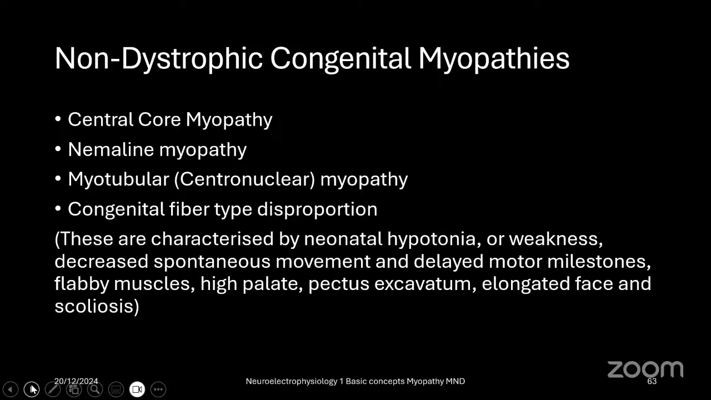So non-dystrophic congenital myopathy, you should also know a bit about each muscle disease. That is central core myopathy, nemaline myopathy, myotubular myopathy, congenital fiber type disproportion. These are characterized by neonatal hypotonia, weakness, decreased spontaneous movements, delayed motor milestones, flabby muscles, high palate, pectus excavatum, elongated faces, and scoliosis. So dysmorphic features, basically you have to look for dysmorphic features.